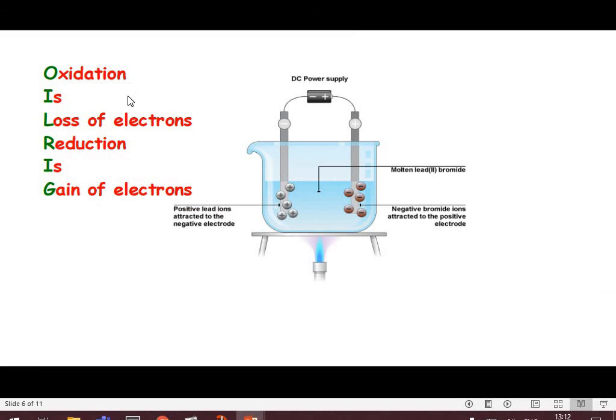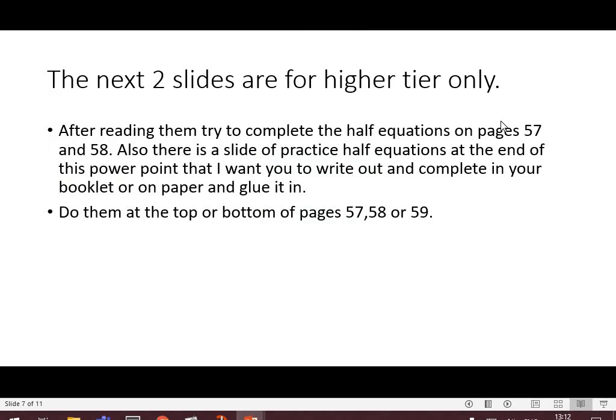Now OIL RIG means oxidation is loss of electrons and reduction is gain of electrons. So if electrons are lost, we call that process oxidation, and if electrons are gained, we call that process reduction. The next 2 slides are for higher tier only, but we will come back together at the end of the PowerPoint because everyone will do the last slide or so.